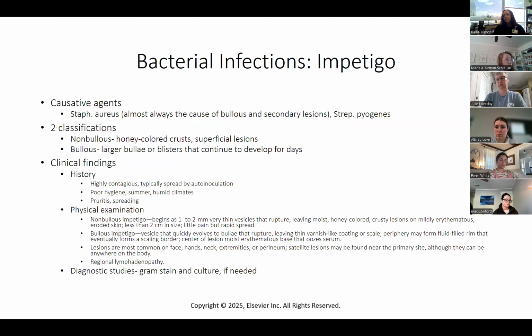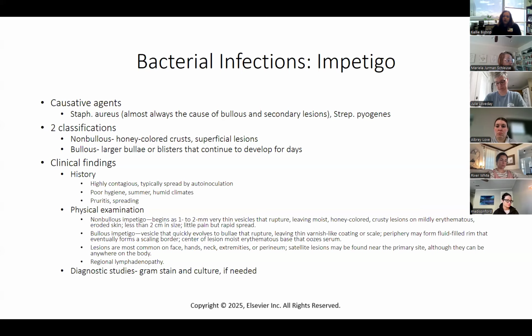Okay. So impetigo, I know we've covered this. Non-bullous is honey-colored crust, superficial. Bullous is those larger blisters or bullae, and they continue to develop for days. It is very contagious. It is typically spread by auto-inoculation.